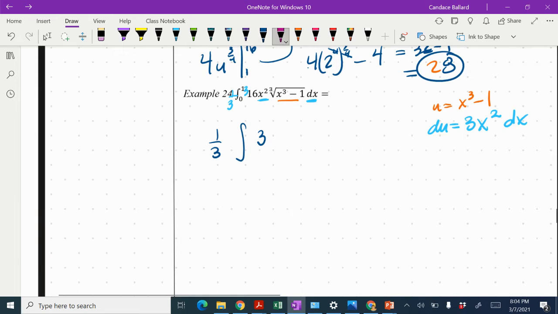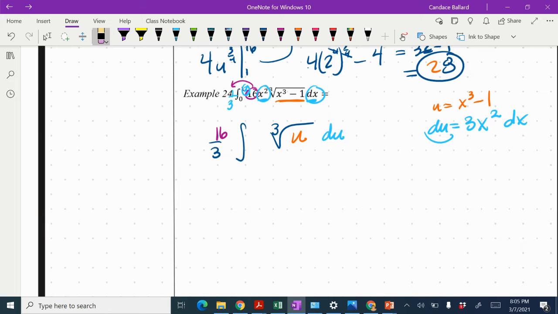Now you'll notice they have that 16 in there. I'm going to take that 16 and bring it into the front. So it's actually going to be 16/3. And then I'm going to do my u subbing in. We're going to do the cubed root. And then instead of what's in orange, the x cubed minus 1, we're going to write u. And then for the x squared dx, I'm allowed to substitute du. Actually, for the 3x squared dx, I'm allowed to substitute du. I should get rid of this 3 right here.